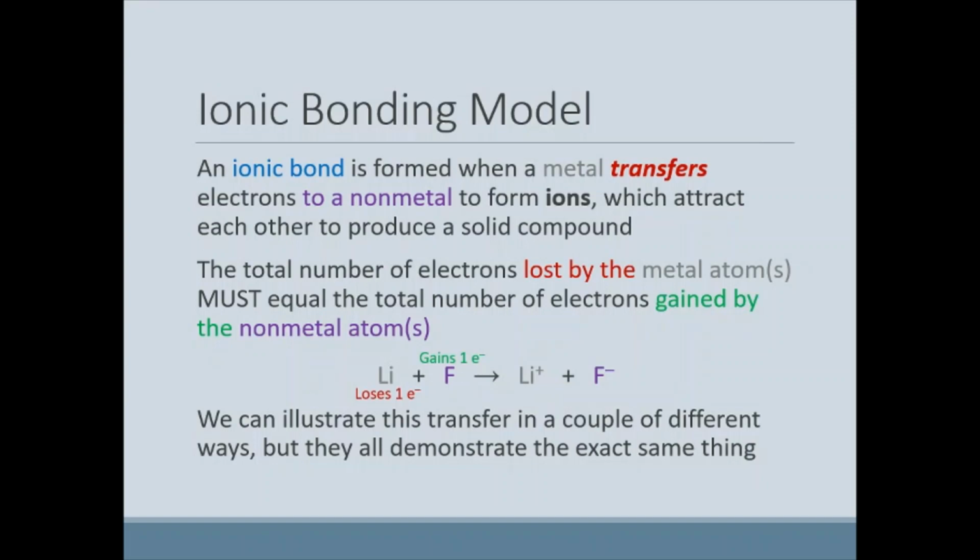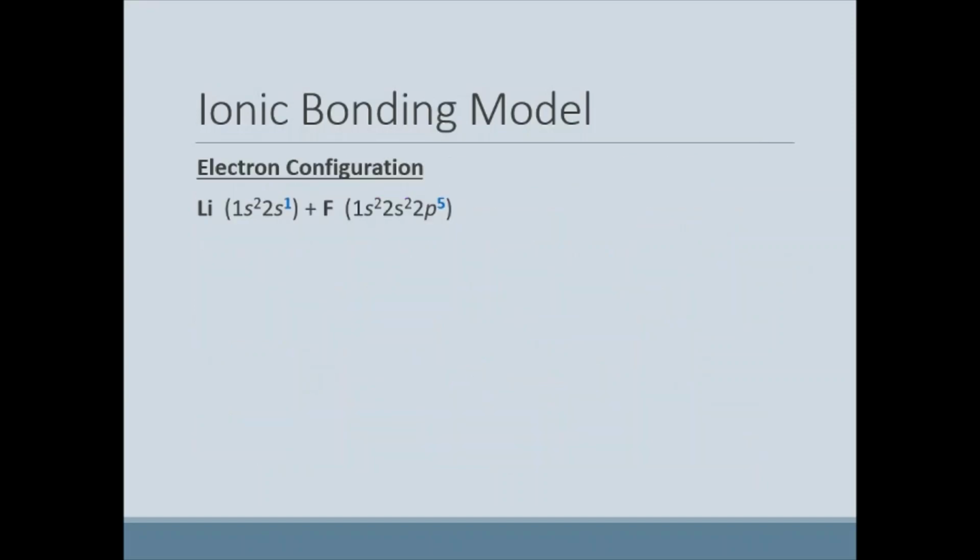One way that we can look at this is the electronic configurations. If you look at the electronic configuration of lithium, a group 1 element, implying that it has 1 valence electron, that 1 valence electron is sitting in your 2s orbital. On the other side, we have fluorine. Fluorine is a halogen sitting in group 7, and so it has 7 valence electrons.